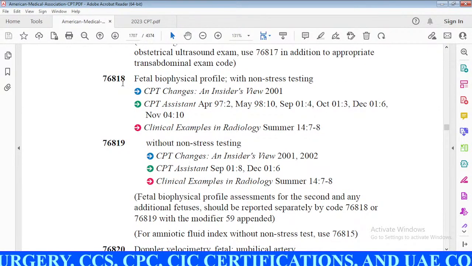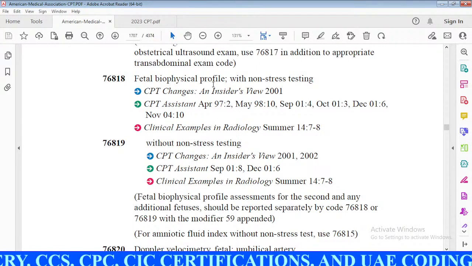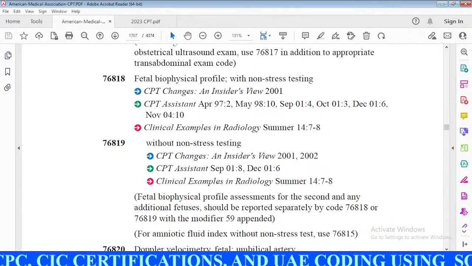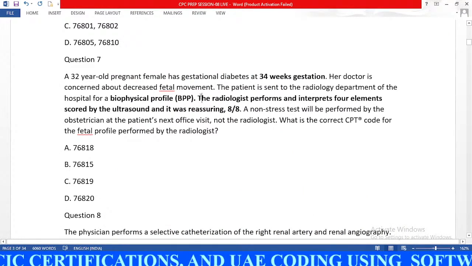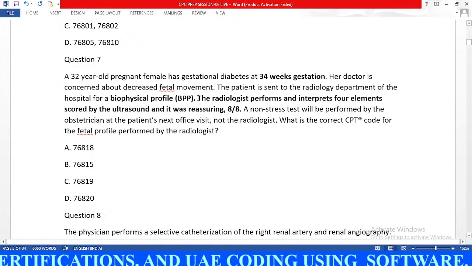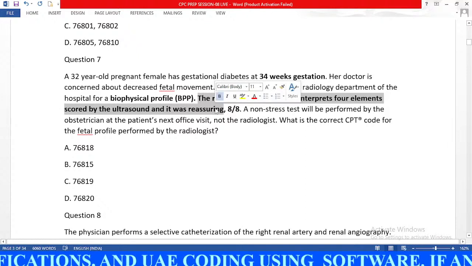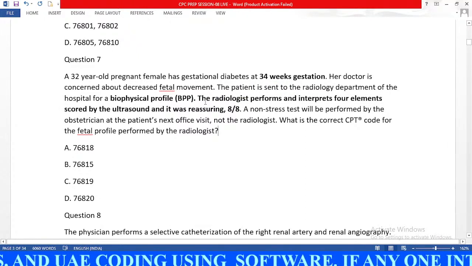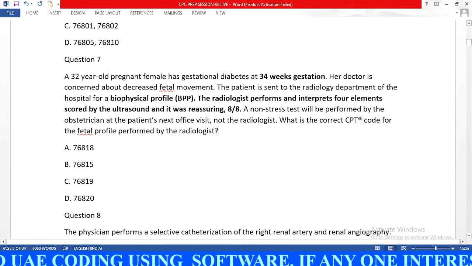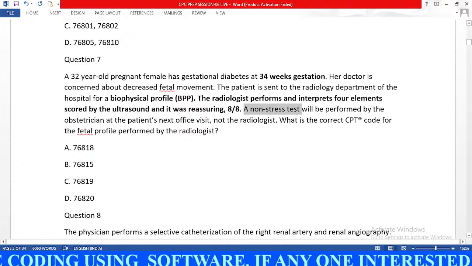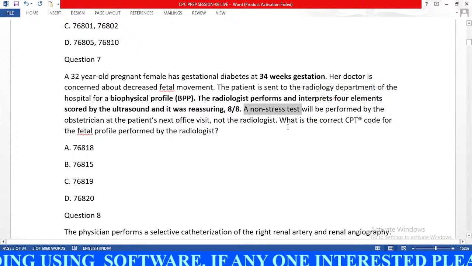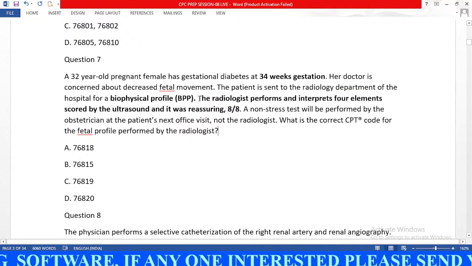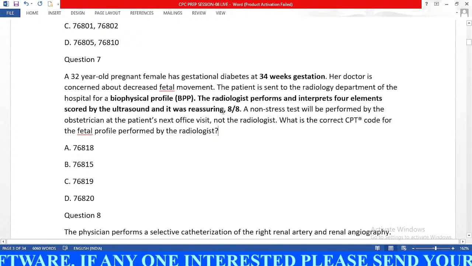First one, 768-18, is for fetal biophysical profile with non-stress testing. As I mentioned previously, we do not need to consider anything about a stress test here. In this visit, the physician did not do any stress test. This stress test is in a future hospital visit, not in this one. So we need to consider this as without stress test.